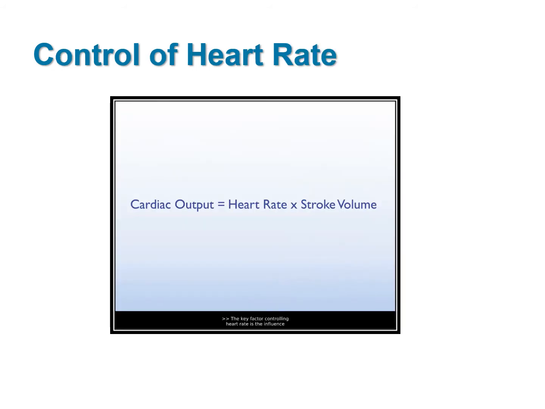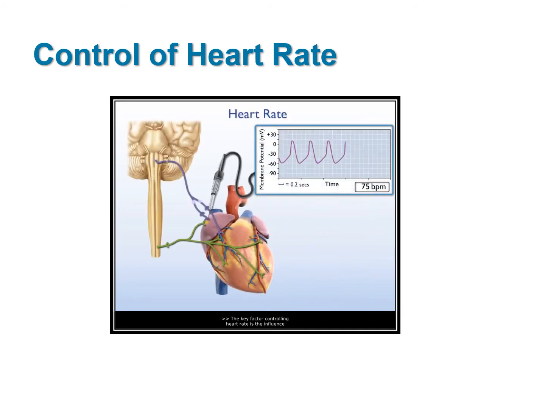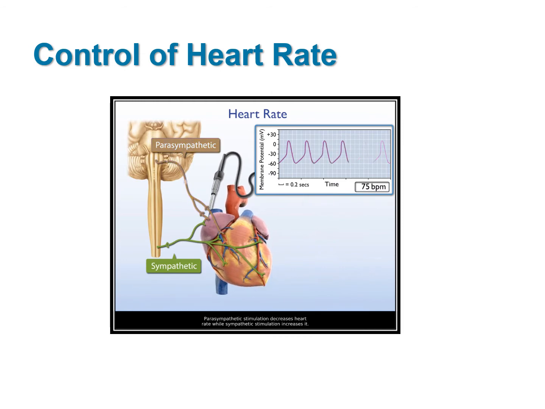The key factor controlling heart rate is the influence of parasympathetic and sympathetic stimulation. Parasympathetic stimulation decreases heart rate, while sympathetic stimulation increases it.